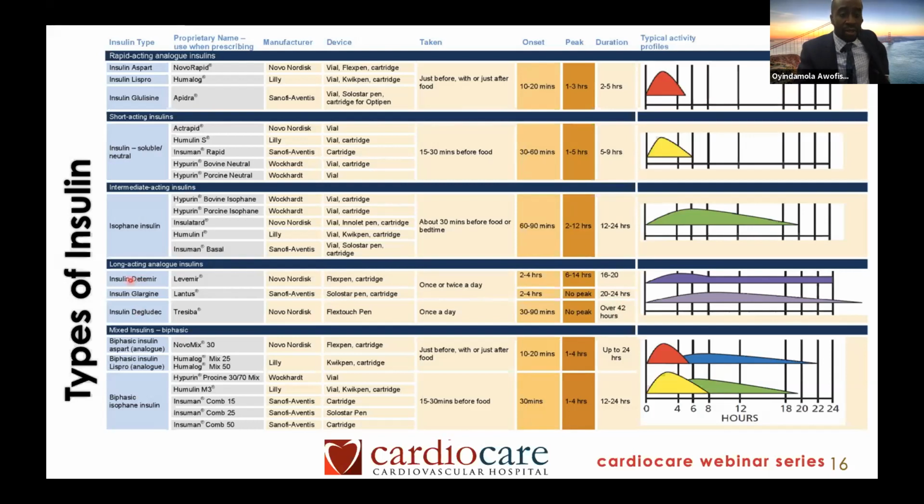Those are insulin detemir, insulin glargine, and insulin degludec. The degludec actually acts for up to 24 hours. I will also go into these subtypes of insulin bit by bit along the line.